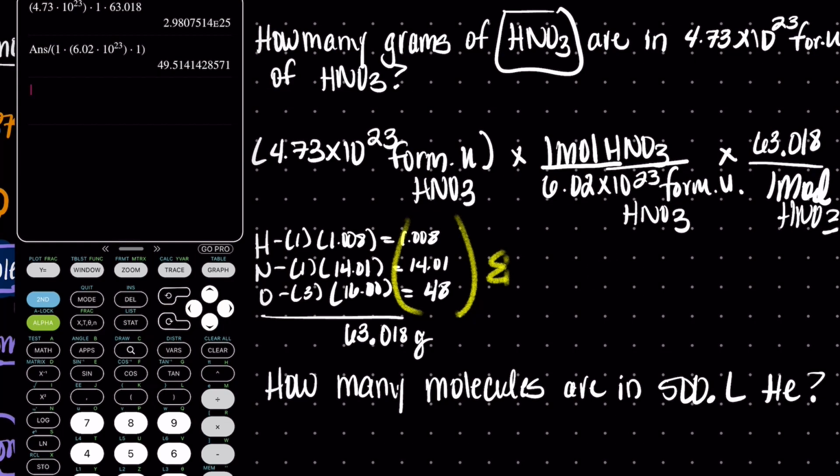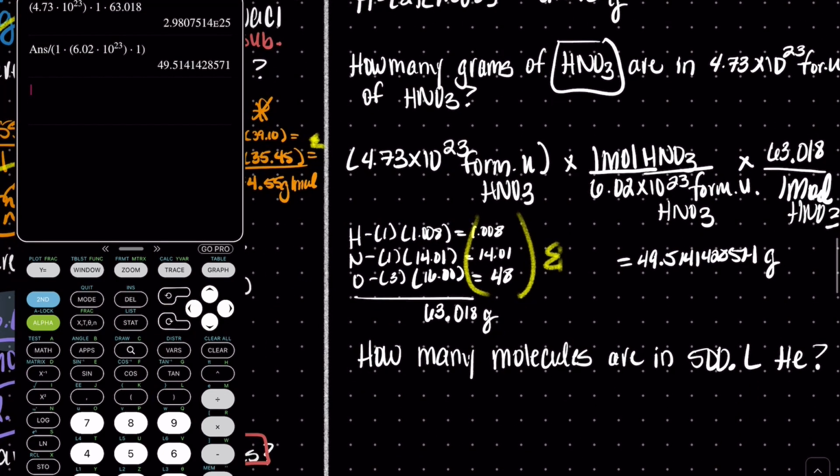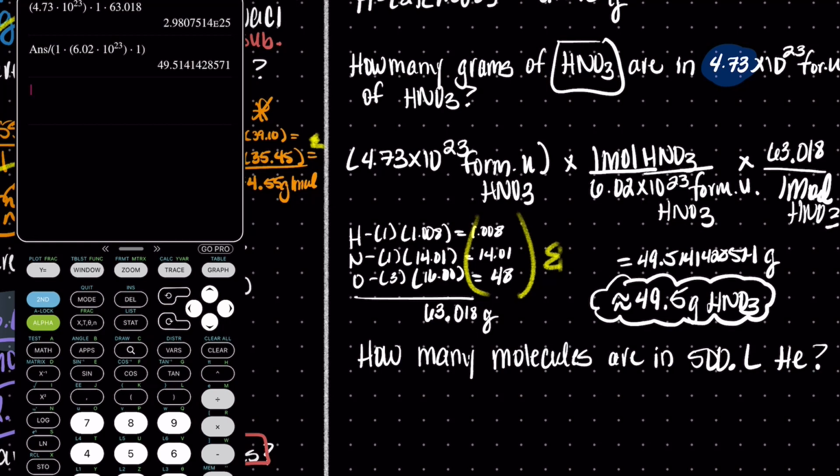So by now I am equivalent to 49.514142871 grams. However, that is far too many numbers. My sig figs are only 3, so I'm going to leave it at 3. 49.5 grams of HNO3. Ta-da! On to the next.